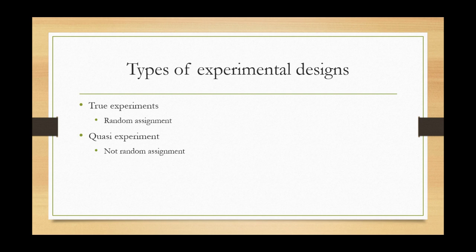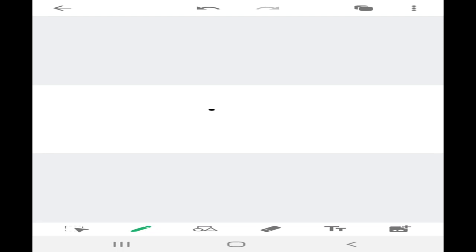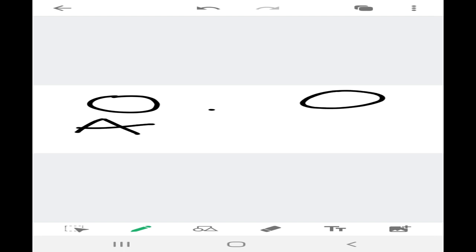Now we go to types of experimental designs. We have two main types of experimental designs. The first one is true experiments, and the second one is quasi experiments. Speaking of group A, and you have another group, we call it group B. Say you have your participants in here. You have some of the participants.